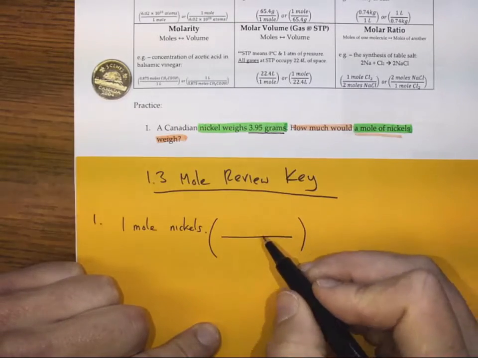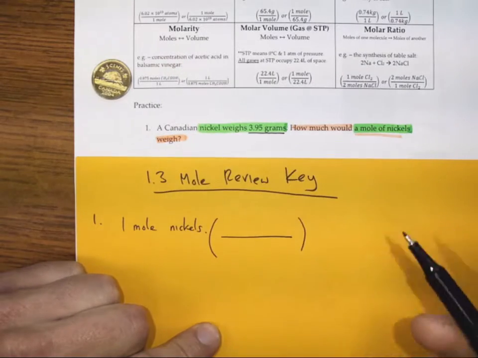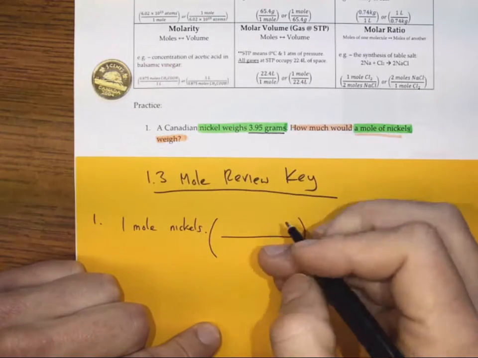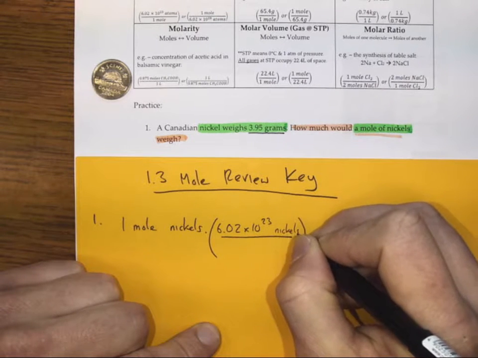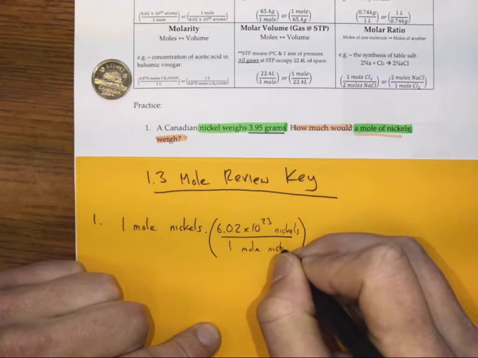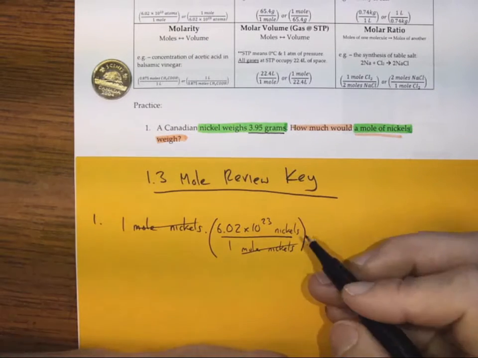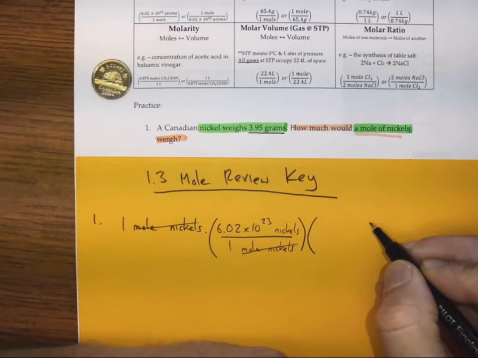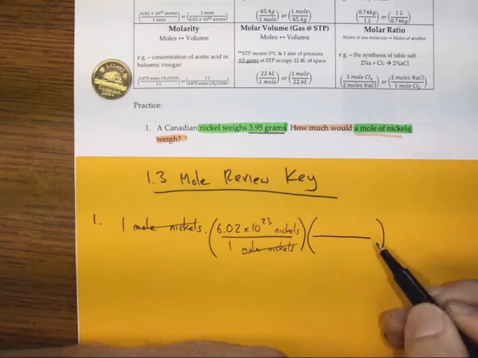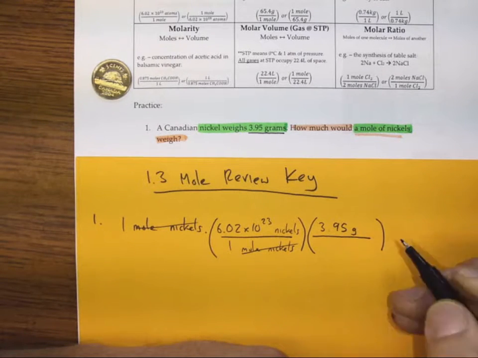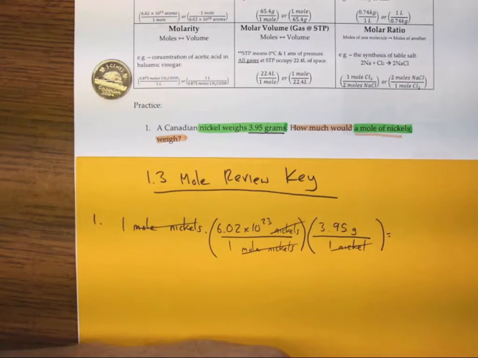And so to do that, I would use Avogadro's number. And what I'm counting instead of atoms is going to be nickels in this case. So 6.02 times 10 to the 23 nickels is the same thing as 1 mole of nickels. And my moles of nickels cancel out. Now I don't actually know how much that weighs yet, so I still need to convert a nickel into a mass of some sort, and this many nickels into a mass, and so I know that 1 nickel weighs 3.95 grams, so I can make a conversion factor that says 3.95 grams is the same as 1 nickel. And nickels, again, cancel out. And so now I just get a straight conversion.